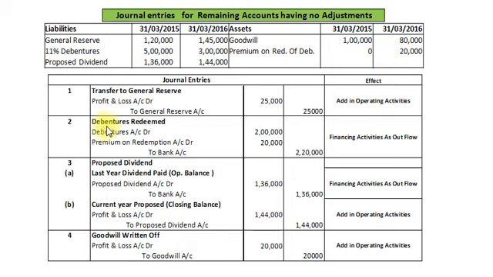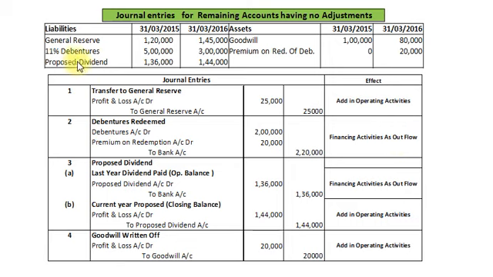So our accounting entry: debentures account debit rupees 2 lakh, premium on redemption account debit rupees 20,000 to bank account rupees 2 lakh 20,000, and the effect is financing activities as an outflow of cash.